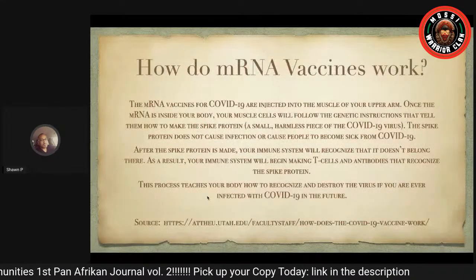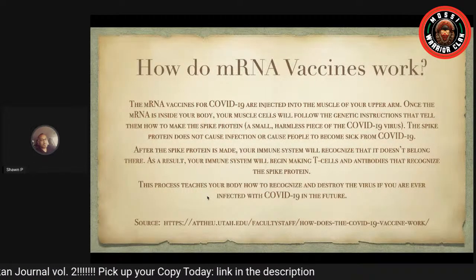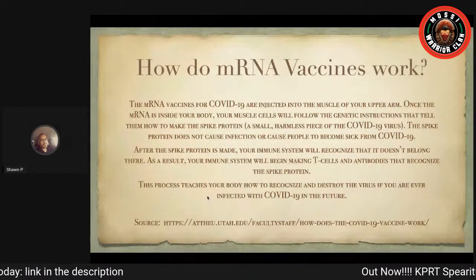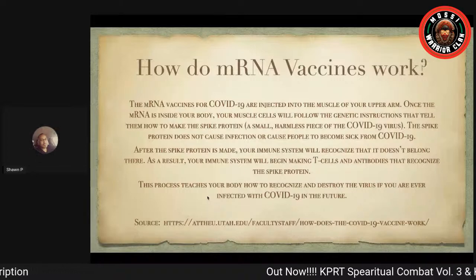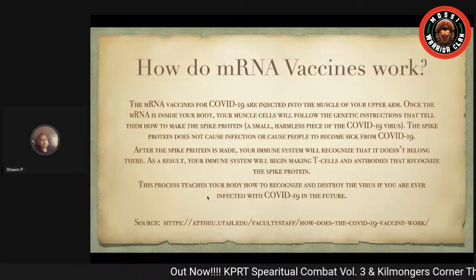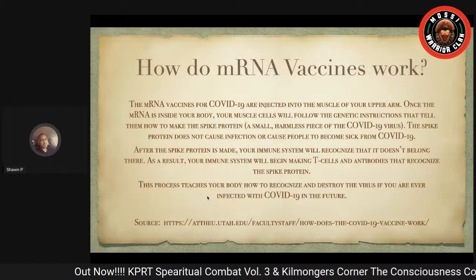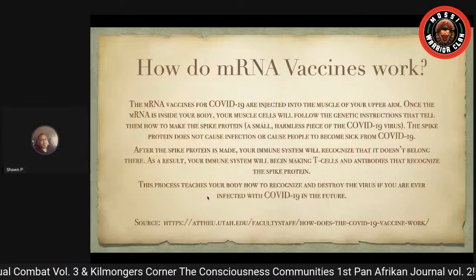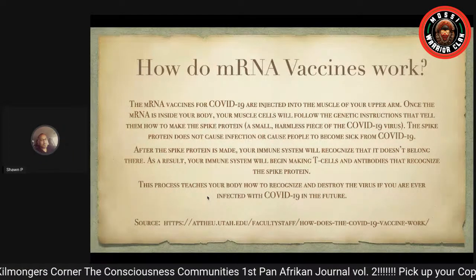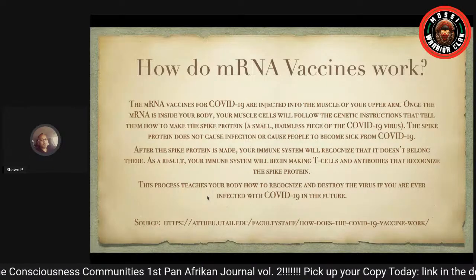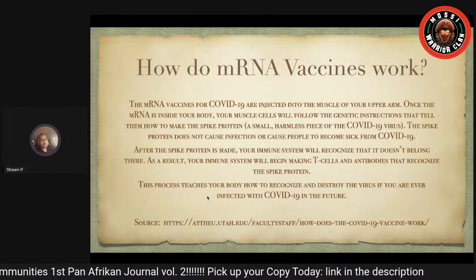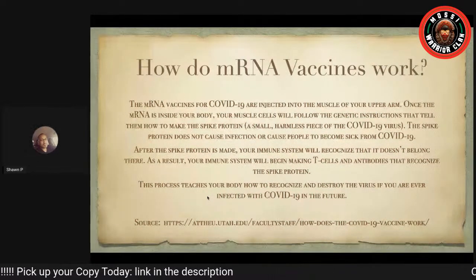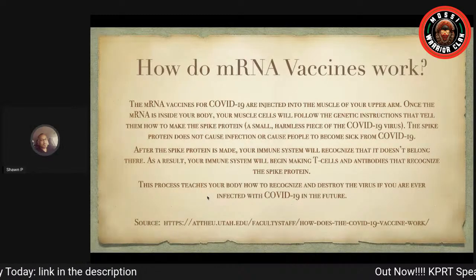How do mRNA vaccines work? I kind of explained that in just a little bit, but we're going to be a little bit more specific. The mRNA vaccines for COVID-19 are injected into the muscle of your upper arm. Once the mRNA is inside your body, your muscle cells will follow the genetic instructions that tell them how to make the spike protein, a small harmless piece of the COVID-19 virus. Now remember, the mRNA vaccine does not contain any sample or portion of the virus. This is a synthetic version of the virus. All right, that's harmless. Okay.